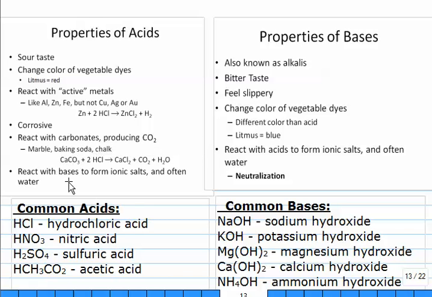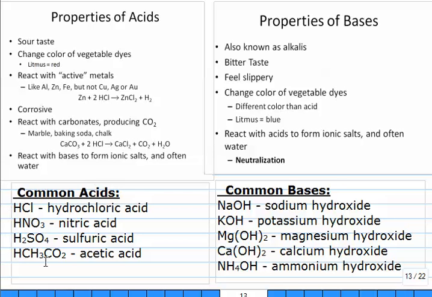Some of the common acids that we have encountered or will encounter are hydrochloric acid, nitric acid, sulfuric acid, and acetic acid. And a characteristic that we should notice right away about the formulas of these acids is that hydrogen is always the first element. So that gives you a good indicator that it is an acid. And of course, the name is an acid.